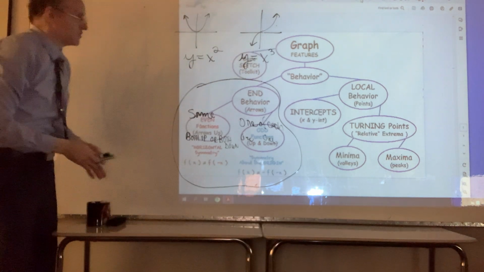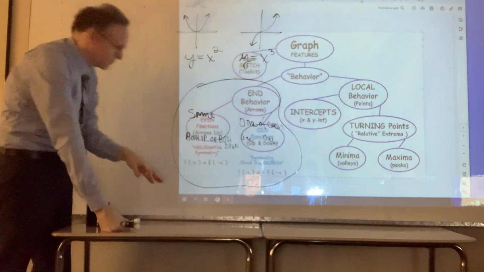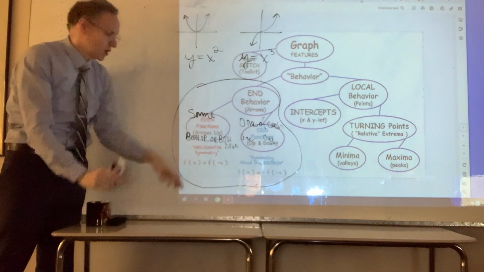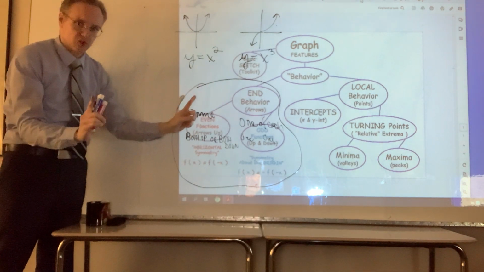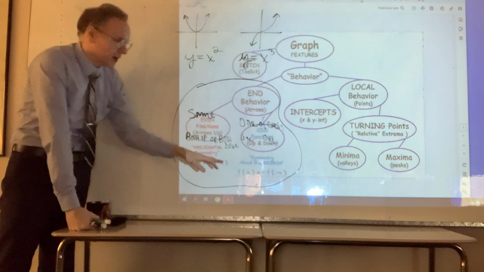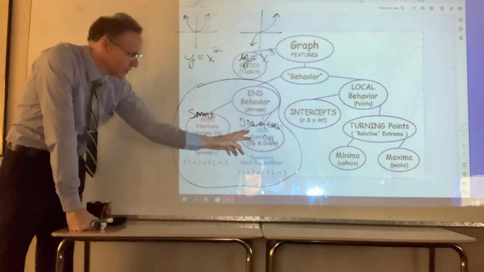Now, that's sort of a graphical way of interpreting this. For even functions, the end behavior arrows will both be up or both down. Generally, they start as being up, which is why I say arrows up. But if you have an odd function, it's one of each, one down, one up.